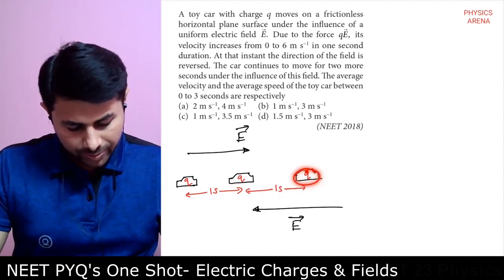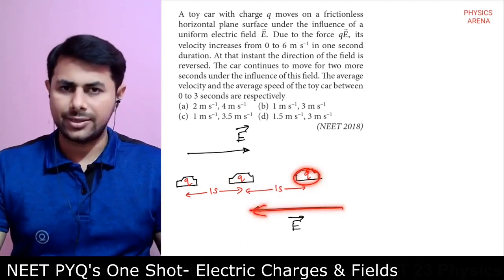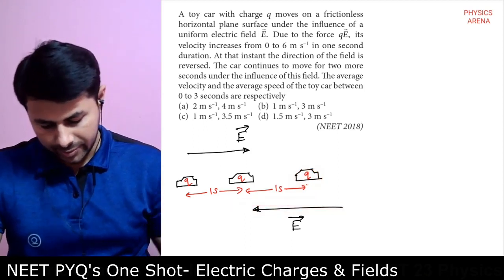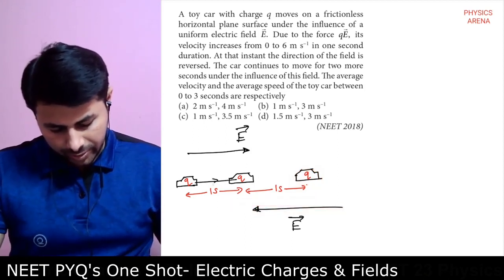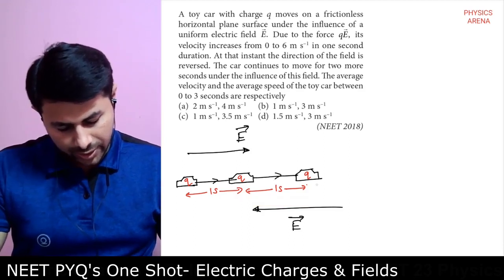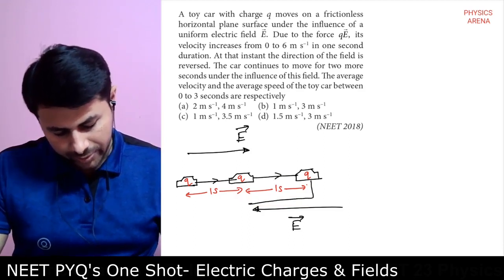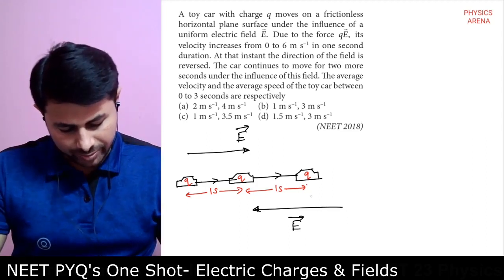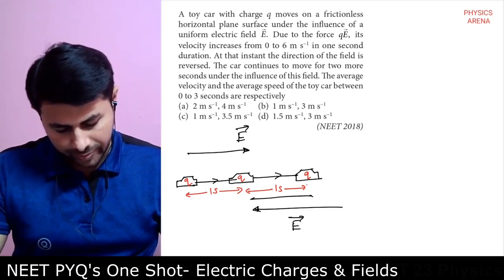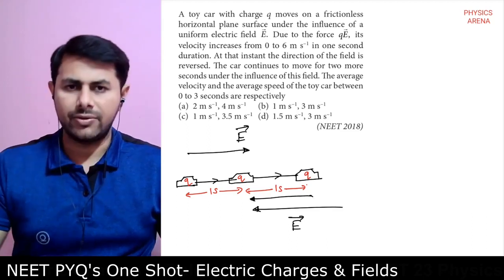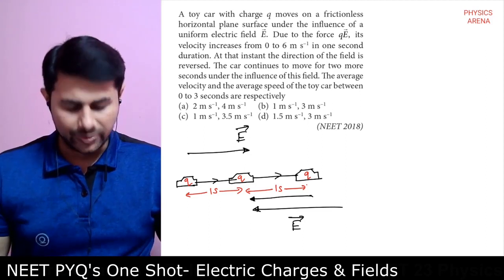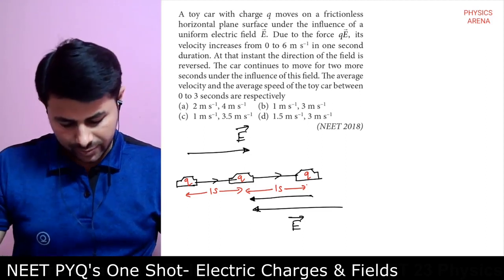So now it has stopped here, but the electric field is acting in the same direction. Okay. So it will move like this. It will move from here to here, then from here to here, and from this point it will move. So it will not take a turn like this. It will move backwards from here to here. Again in 1 second, it will gain the same velocity. Got it? In 1 second, it will gain the same velocity.